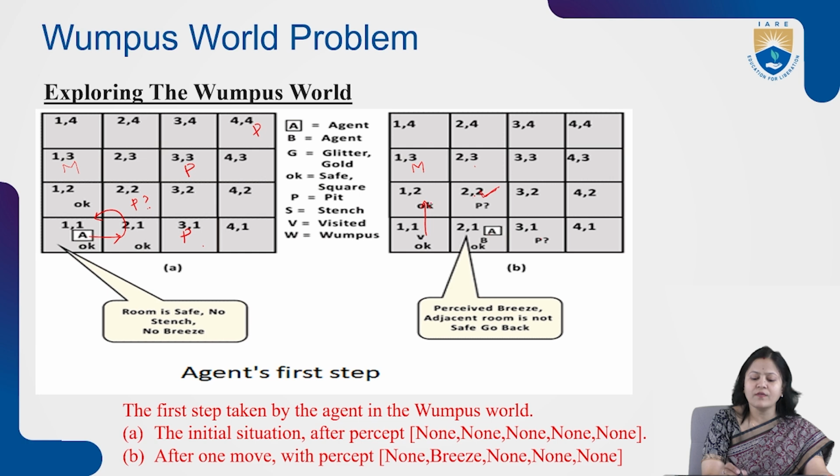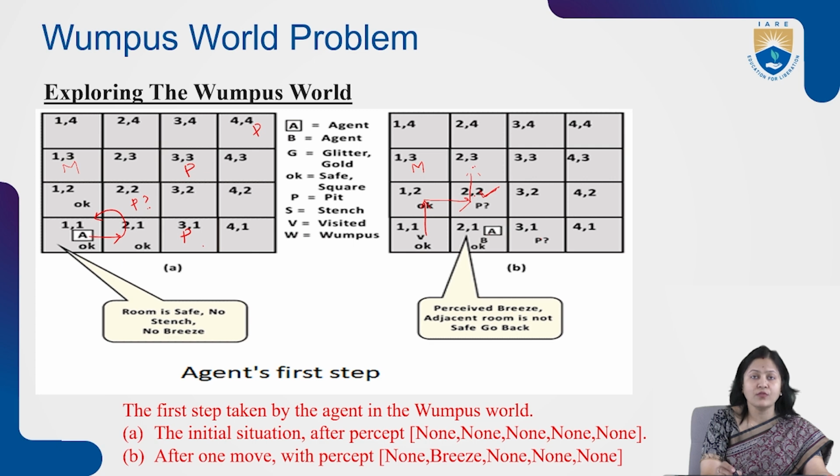This is a safe place for the agent. So what he will do, either he can move back to his original location, or else he can take the right decision and move forward to the 2-2 location. After moving to the 2-2 location, he does not feel anything, because beside this room nothing is there, no monster, no pit. So he can move forward like this to the 2-3 location.